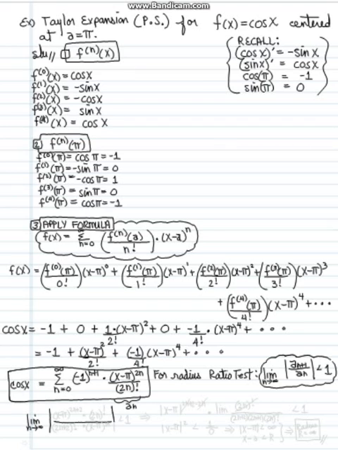So what we're looking for is the limit as n approaches infinity of the absolute value of, okay, let me write this all at once. Instead of dividing by a sub n, I'm going to multiply by 1 over a sub n. And that's going to give me x minus pi to the 2n plus 2 power when I distribute. I let n equal n plus 1, then I distribute the 2. And on the bottom I have 2n plus 2 factorial.